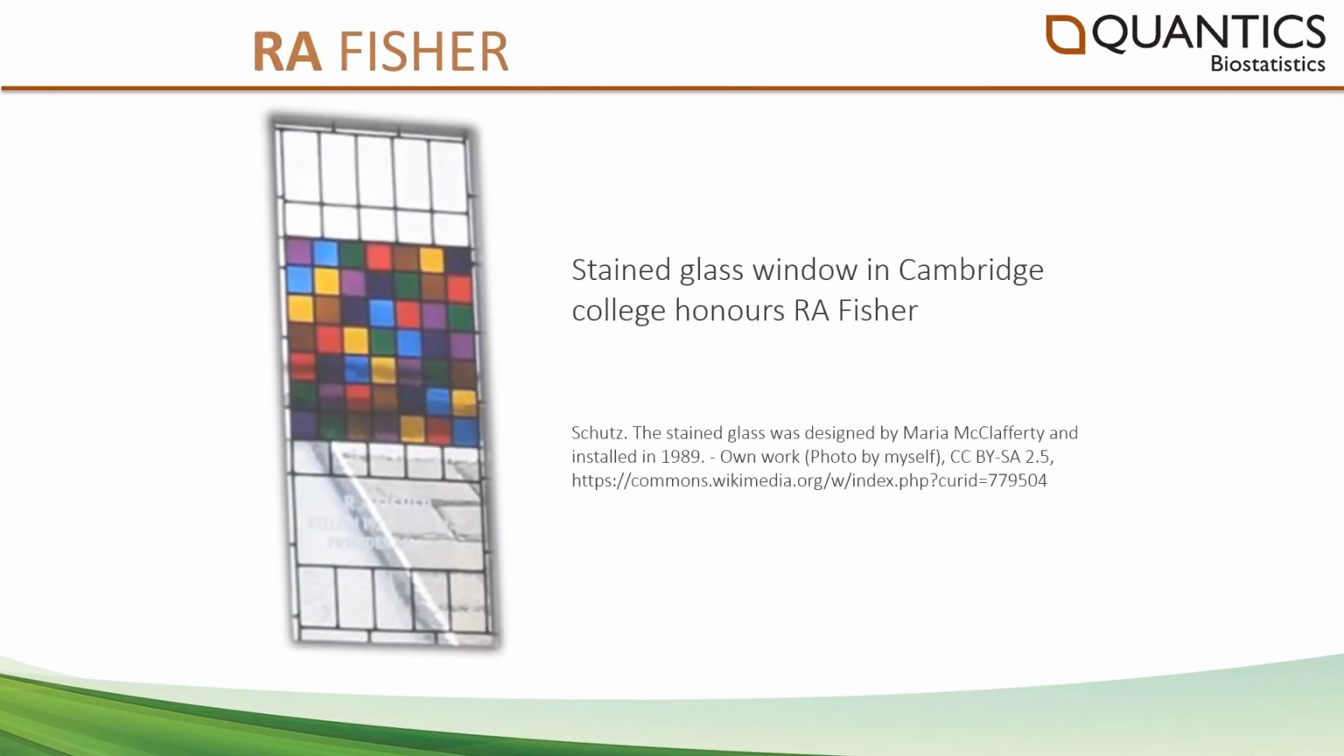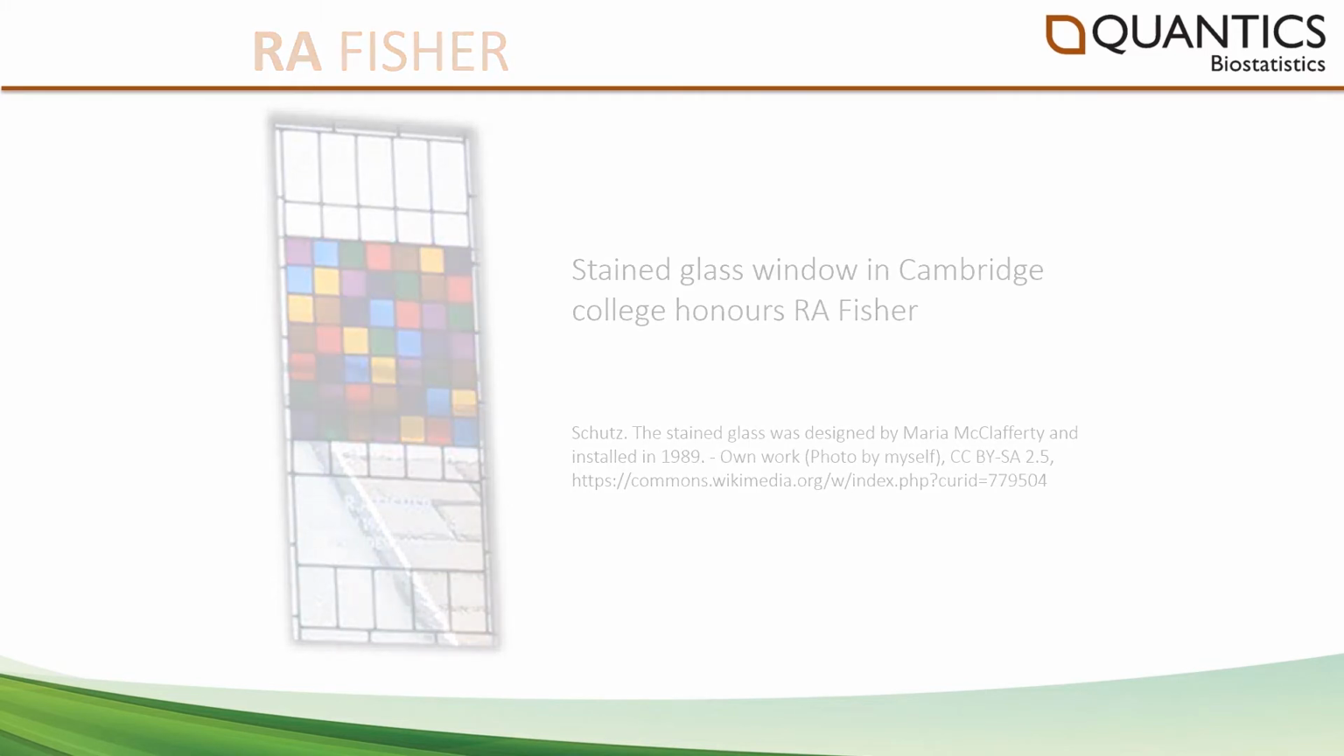This slide shows a stained glass window in the college chapel of Fisher's College in Cambridge University in honour of his invention of the Latin square design. And you can see it's a 7x7 Latin square, and each row and each column shows each colour once. So the purple colour appears once in each row and once in each column, etc. So Fisher was very famous for his Latin square design.